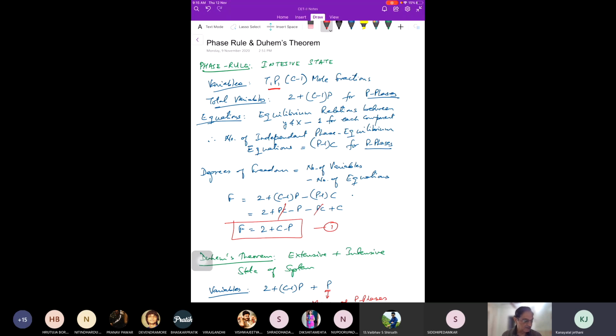And the equations are essentially the equilibrium relations between y and x, right? Which we defined, sometimes we defined as K also. So we have the relation between y and x, and we have one for each component. There's a vapor composition and a liquid composition, so there's a relation between y and x. The number of independent phase equilibrium equations will be P minus 1 into C. Why P minus 1 into C? Why not P into C?